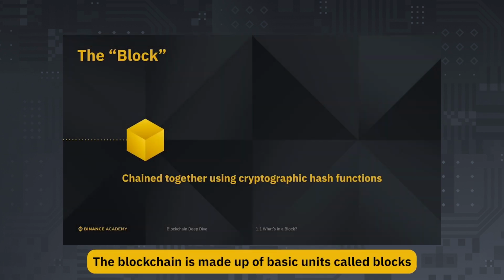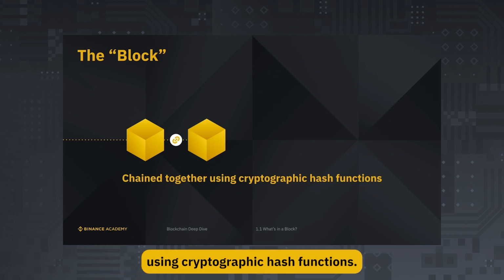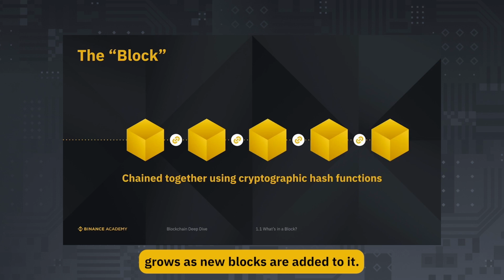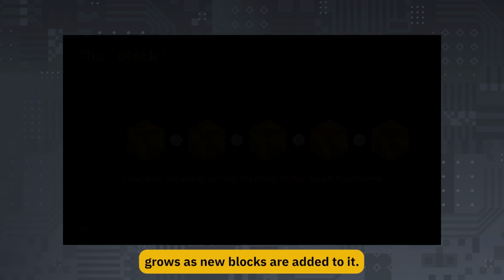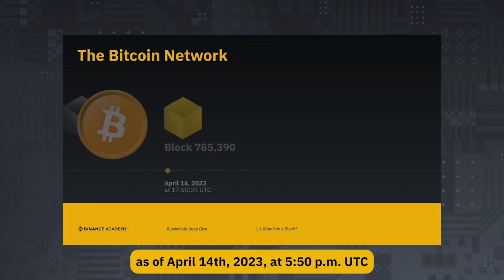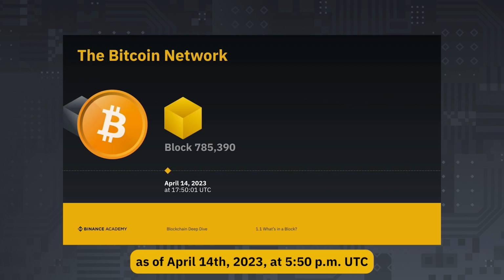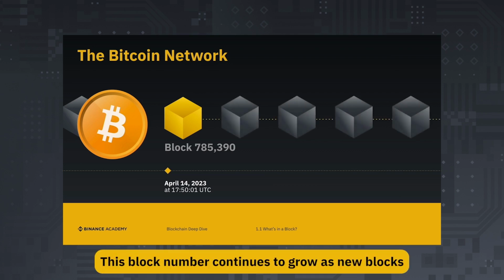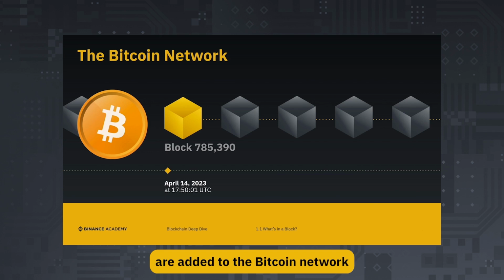The blockchain is made up of basic units called blocks that are chained together using cryptographic hash functions. The number of blocks in this chain grows as new blocks are added to it. To put this in perspective, as of April 14, 2023 at 5:50 p.m. UTC, the Bitcoin network reached block 785,390. This block number continues to grow as new blocks are added to the Bitcoin network approximately every 10 minutes.